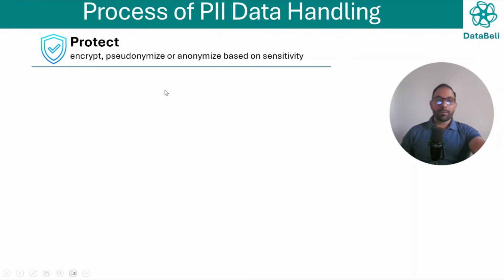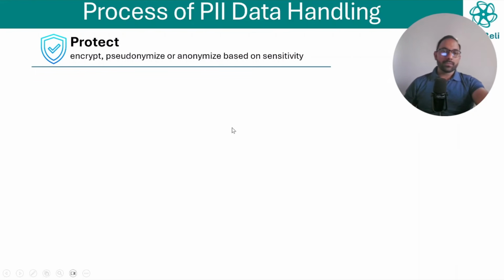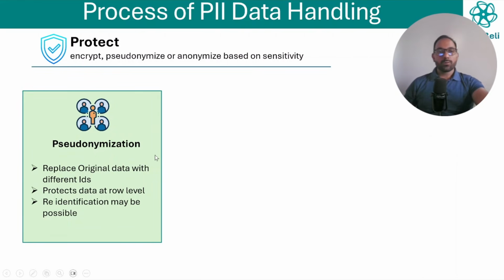Now let's go to our biggest section, which is most important also, which is protect. Protecting the data can be categorized into three different ways. One is called pseudonymization. In pseudonymization, we replace the original data with some different kind of IDs, and we protect the data at the row level, because we process row by row in this technique. Re-identification of the original data may or may not be possible depending on the technique, which we will understand more when we go to the demo.